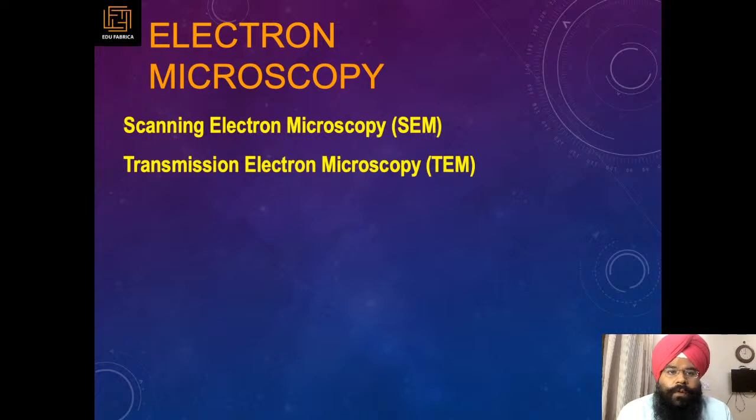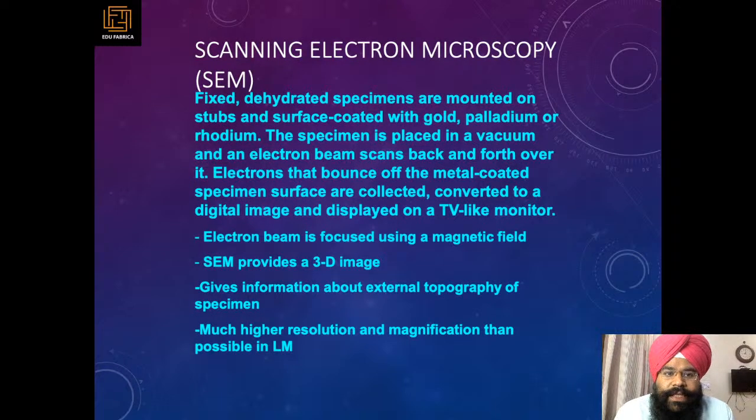So now we're done with all the simple types of microscopes. Now comes electron microscopy, which is of two types, SEM and TEM. SEM uses fixed, dehydrated specimens that are mounted on stubs, and the surface is coated with gold, palladium or rhodium. The specimen is placed in a vacuum in this case.